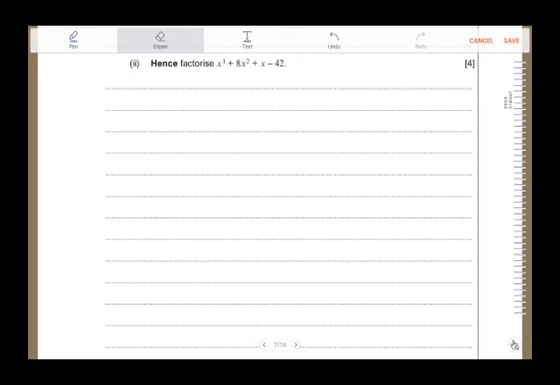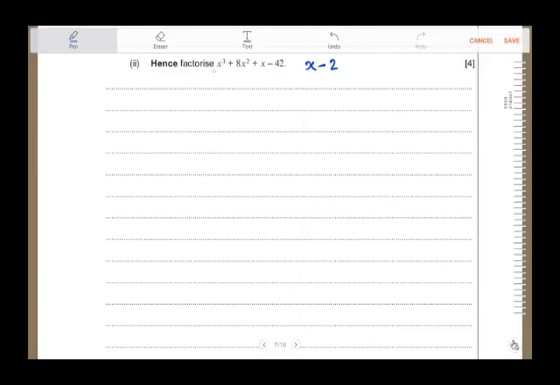Okay, this is part 2 of part B of question 7 of the WJEC Additional Maths 2015 paper. And in part 1 we had to show that x minus 2 was a factor. And then it says hence factorise. Okay, so this is what we're going to do.